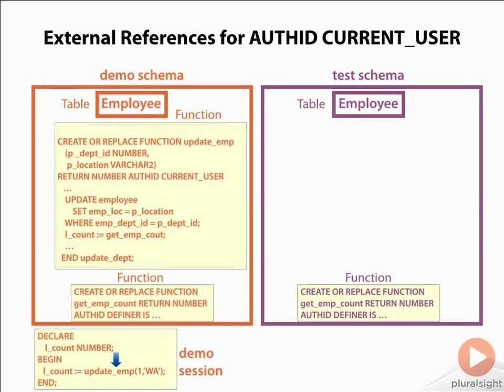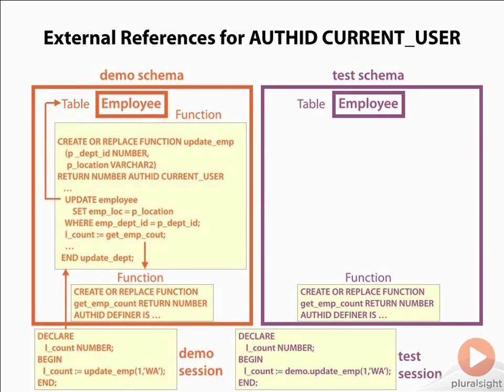Now, when from the demo session we call the updateEmp function, the employee table reference in the update statement gets resolved to the employee table in the demo schema as before. The getEmpCount function also gets resolved to the getEmpCount function in the demo schema, as the demo schema also happens to be the owner schema of the updateEmp function.